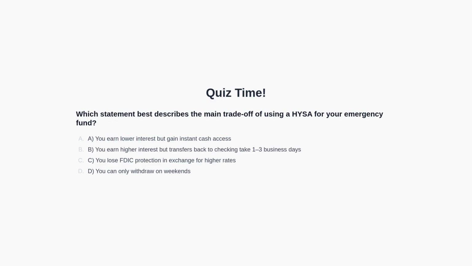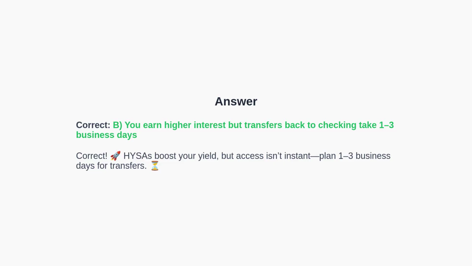You may pause the video now to think about the answer. We will discuss the answer in the next section of the video. The correct answer is B. High-yield savings accounts typically offer significantly higher interest, but they do not generally provide instant access to cash. Transfers to your checking account usually take 1 to 3 business days, so planning is important.